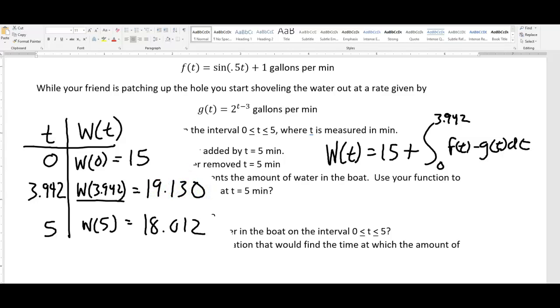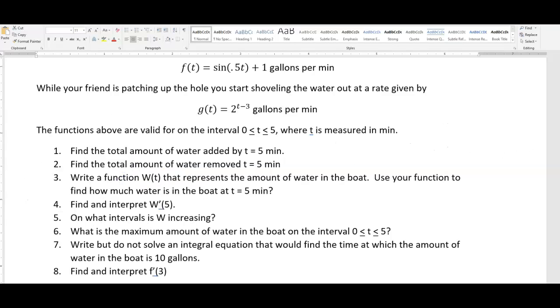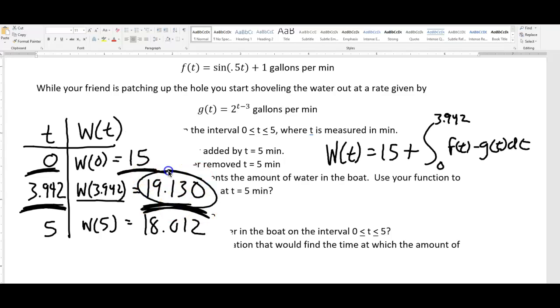19.130. Okay? And so at what time do we have the maximum value? The time at which we have the maximum value is here. The actual maximum value is here. The time at which there is a minimum is here. The actual minimum value is here. Now this question was asking us to find the maximum, so the answer to this question would be 19.130 gallons is the maximum amount at any given time on the time interval 0 to 5.